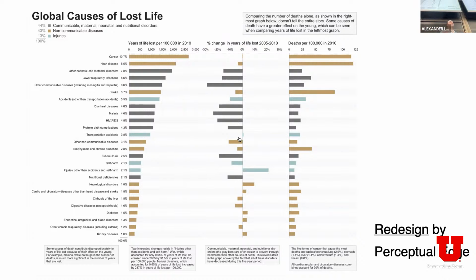And so what do you think about this chart compared to the other one? Which one do you like better? Why? Yeah. Exactly. That's a very good observation.